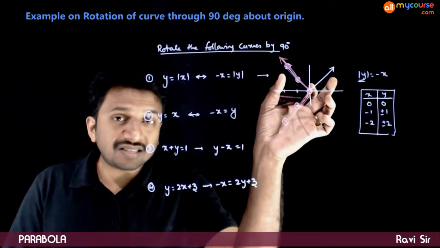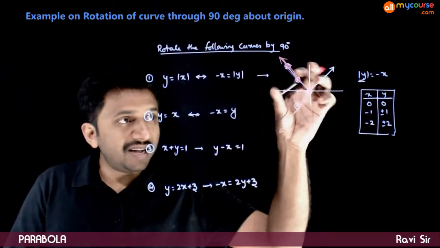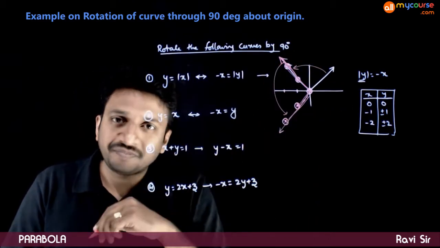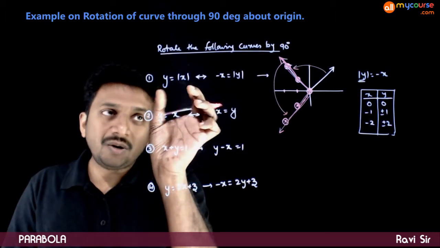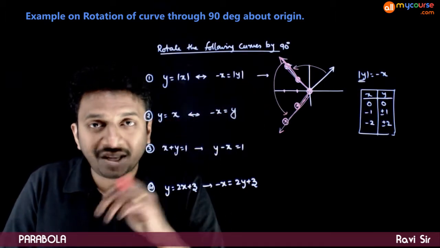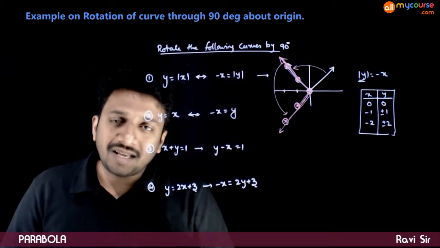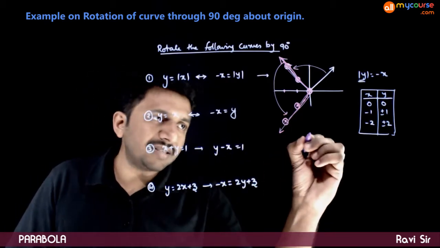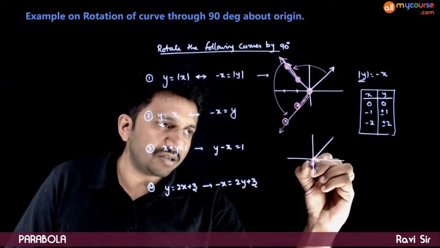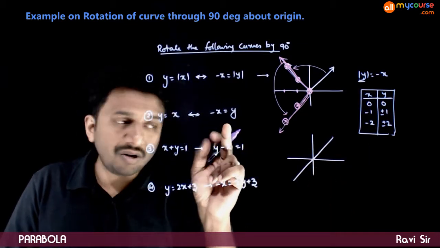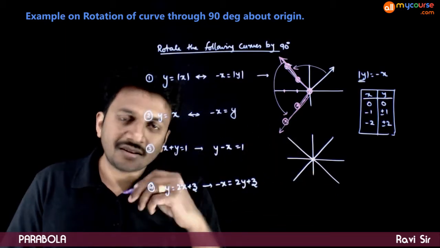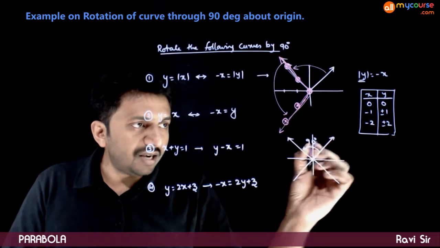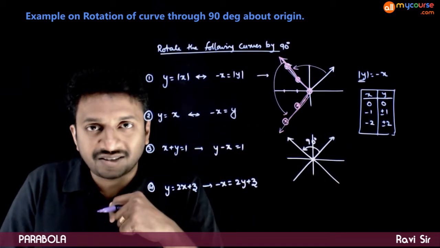So do you see that this curve has rotated through 90 degrees in the counterclockwise direction? This arm has gone here, this arm has gone here. So y is equal to mod x and minus x is equal to mod y are rotated curves. Next, y is equal to x and minus x is equal to y. y is equal to x is a very straightforward straight line which looks like this, and y is equal to minus x is this straight line. So can you see that the rotation has occurred? The line has been rotated through 90 degrees.